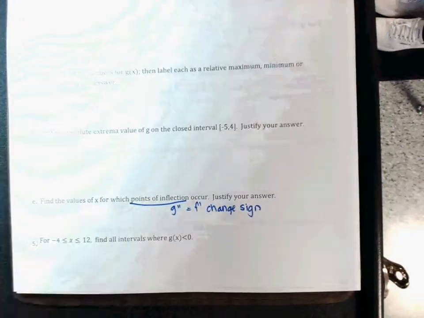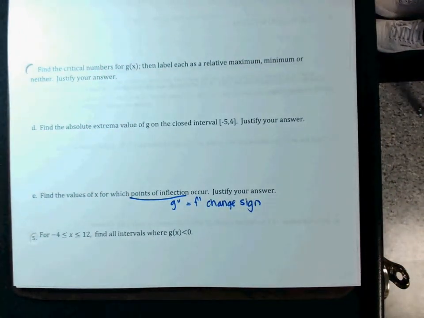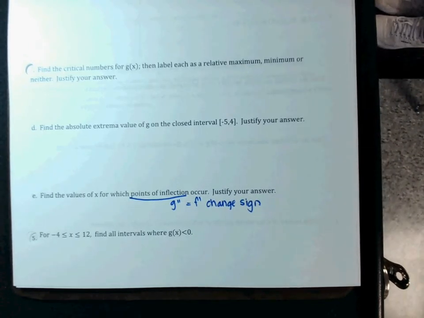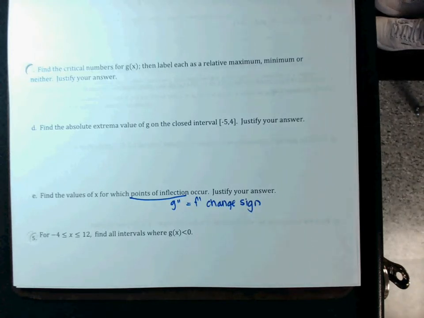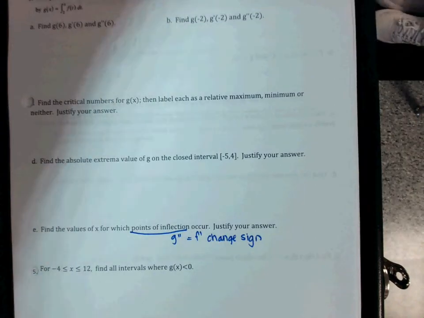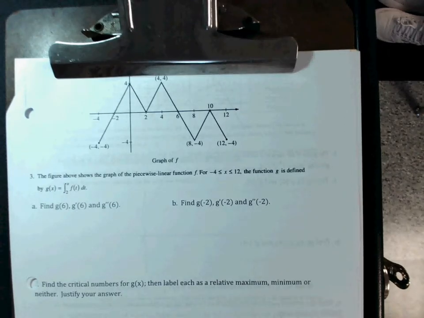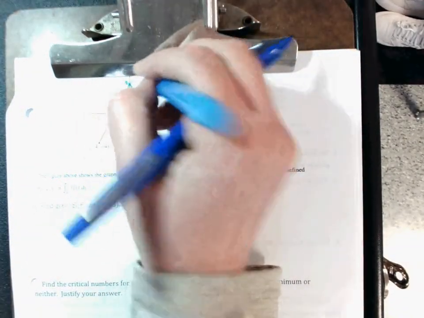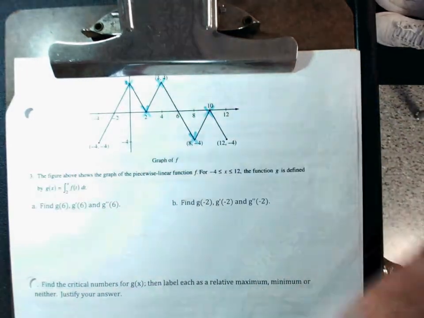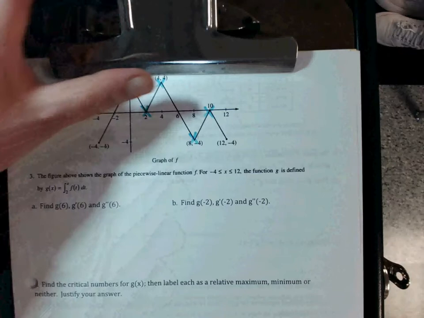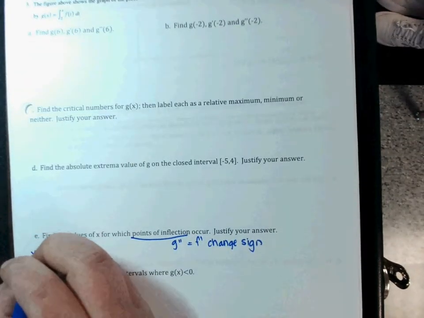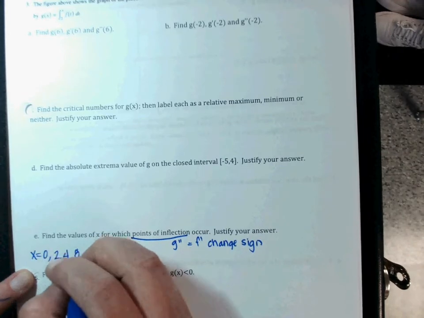So look at your graph, and I want you to put X's everywhere that the slope changes direction. Okay, it has to change sign, either plus to minus or minus to plus. There should be 5 places where that happens. Where's the first one? Okay, 0. Good. Where else? 2, 4, 8, and 10. Good. So you would list out in part E, X equals 0, 2, 4, 8, and 10.